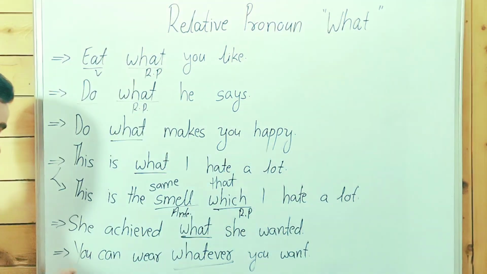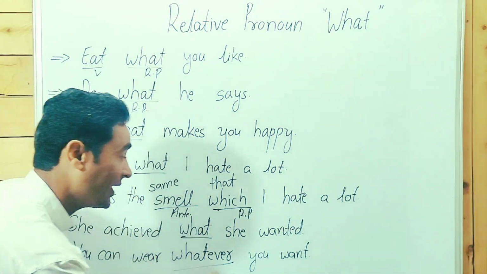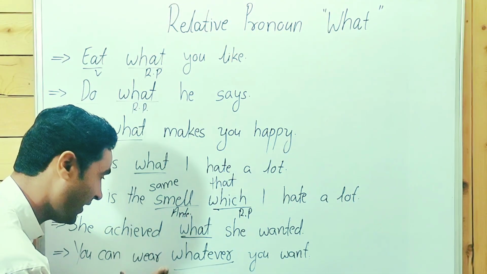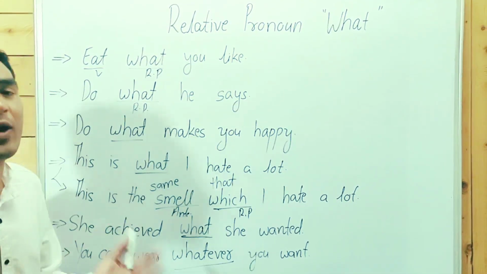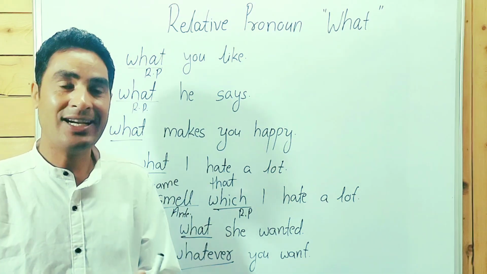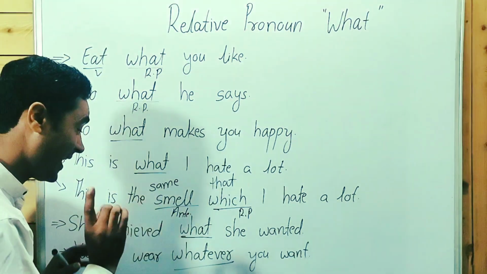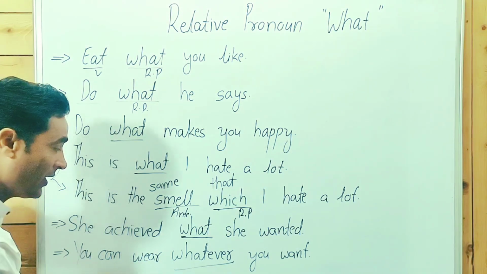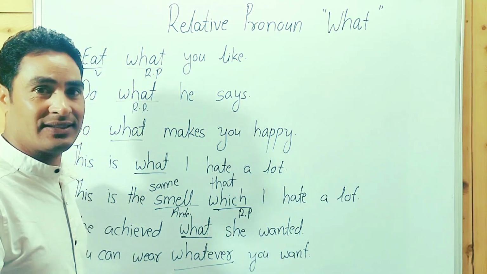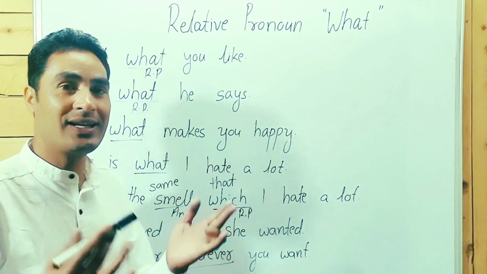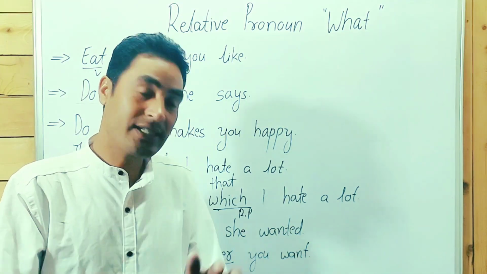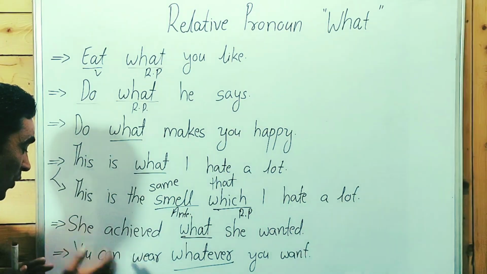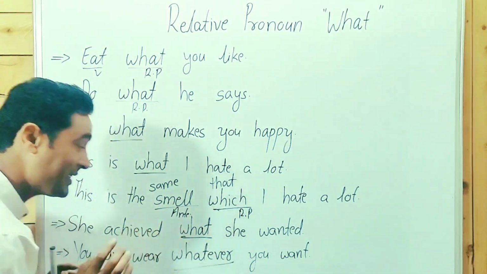So you can wear whatever you want. Here the antecedent has not been mentioned. We don't know what. Whatever you want to say, you can wear jacket, you can wear sweater, etc. Point to be noted, if you write, you can wear sweater which you want, you can wear t-shirt, you can wear jacket which you want, the noun has been mentioned. In this case you have to use which as a relative pronoun.